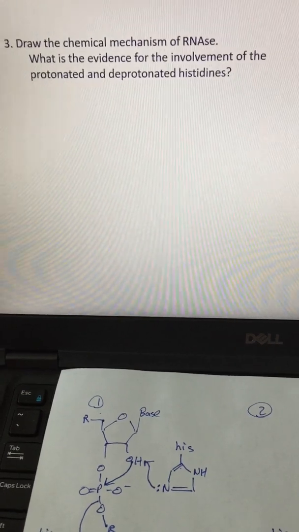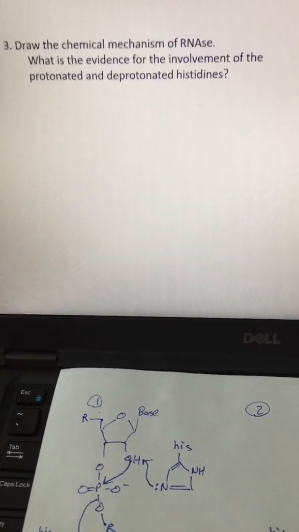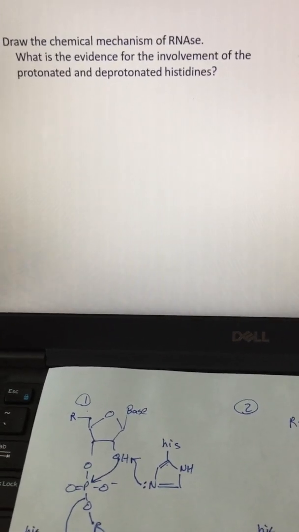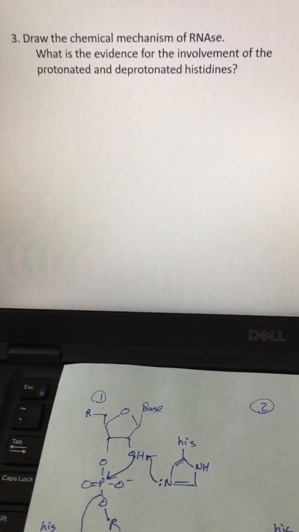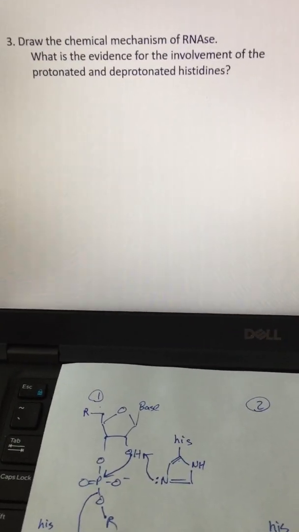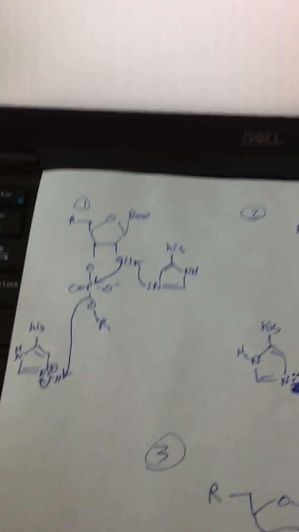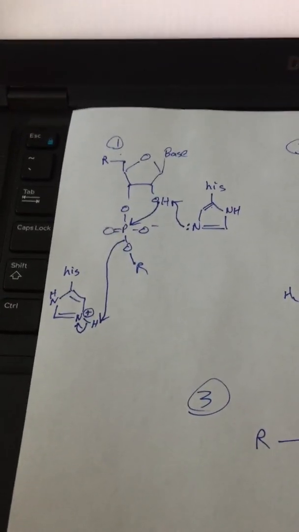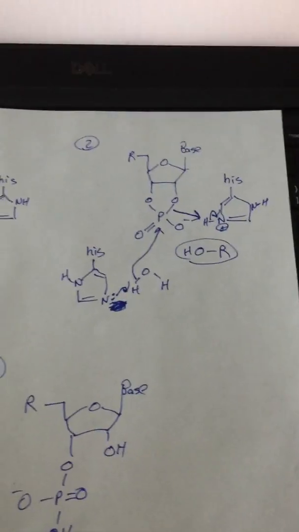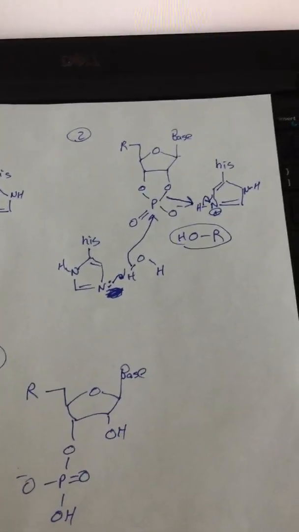The pH rate profile basically indicates that the maximal rate is between those 2 pKa values. So that means now that one of those groups is going to have to be protonated, whereas the other one is going to have to be deprotonated. Well, in each step of this mechanism here, we always have a protonated and deprotonated histidine acting together to carry out the chemical reaction.